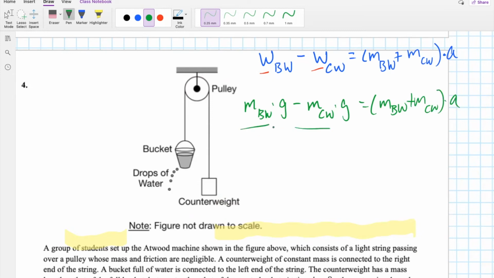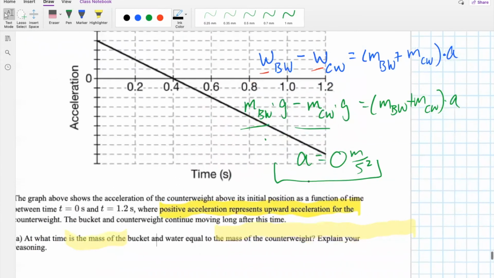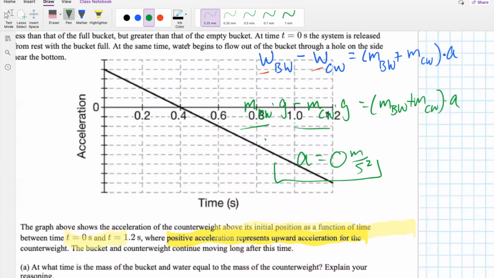Well, if these two quantities are equal, then the acceleration is going to be 0. There's no net force. There's no acceleration. There's no difference in the weights on either side of the pulley. So they do not have an acceleration when the masses are equal because their weights are equal, and they cancel each other out in opposite directions. So the quick way to find this answer is to recognize, okay, when is the acceleration of the system 0? Which happens to be 0.4 seconds.